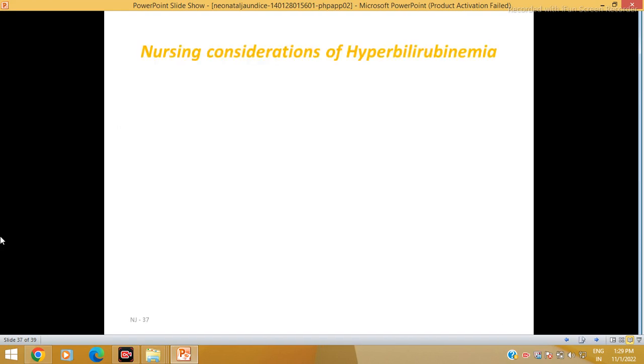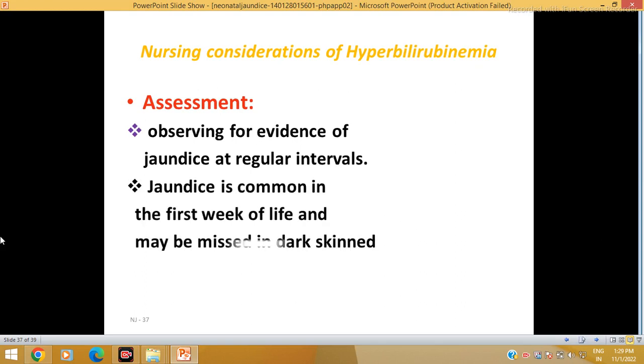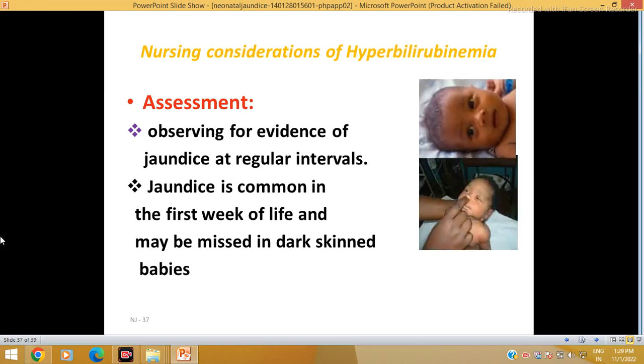Then nursing management for jaundice. First is assessment: observing for evidence of jaundice at regular intervals. Jaundice is common in the first week of life and may be missed in dark skin. For those with dark skin, it is difficult to identify the difference between yellowish skin and whitish, pinkish or red skin. So appropriate assessment is very necessary. Blanching the tip of the nose, with this method we can identify jaundice.